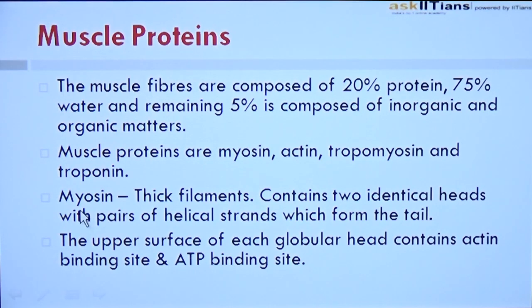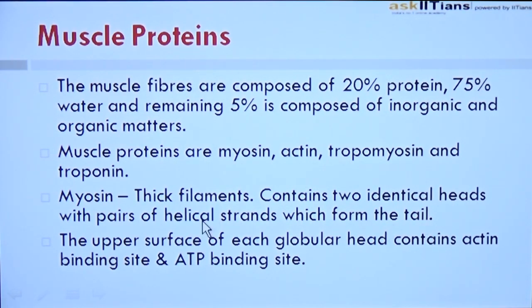Let's see what is myosin. Myosin is the compound from which thick filaments are made. So, thick filaments are made up of myosin molecules. It contains two identical heads. Myosin contains two heads, both identical, with a pair of helical strands which form the tail.